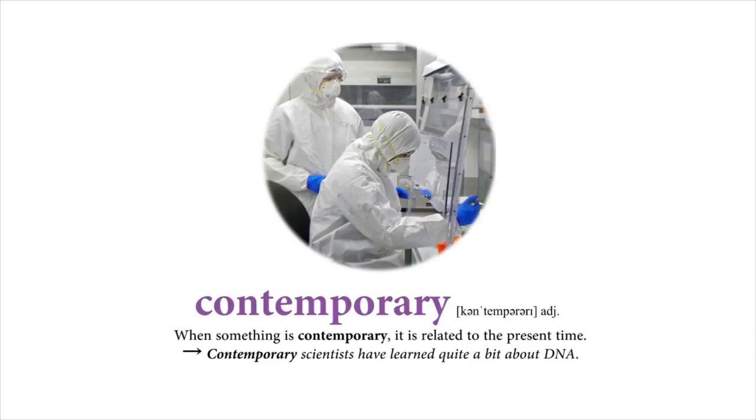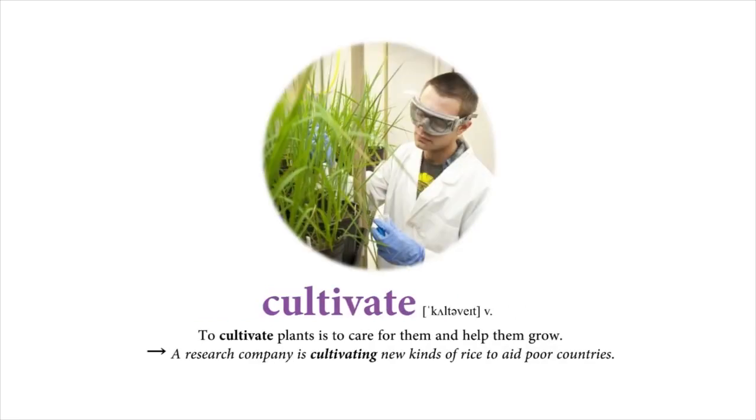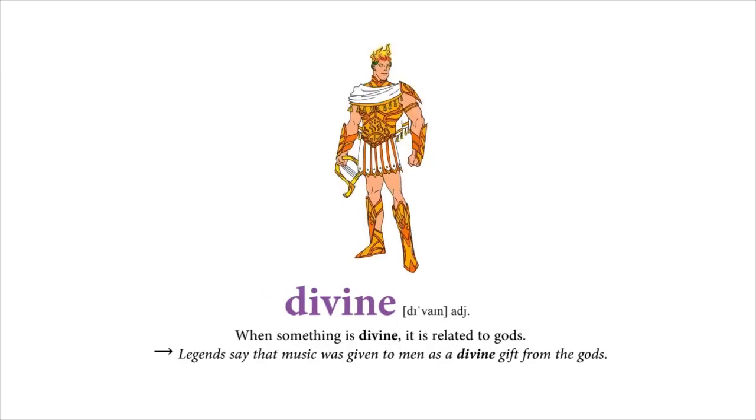Contemporary. When something is contemporary, it is related to the present time. Contemporary scientists have learned quite a bit about DNA. Cultivate. To cultivate plants is to care for them and help them grow. A research company is cultivating new kinds of rice to aid poor countries. Divine. When something is divine, it is related to gods. Legends say that music was given to men as a divine gift from the gods.